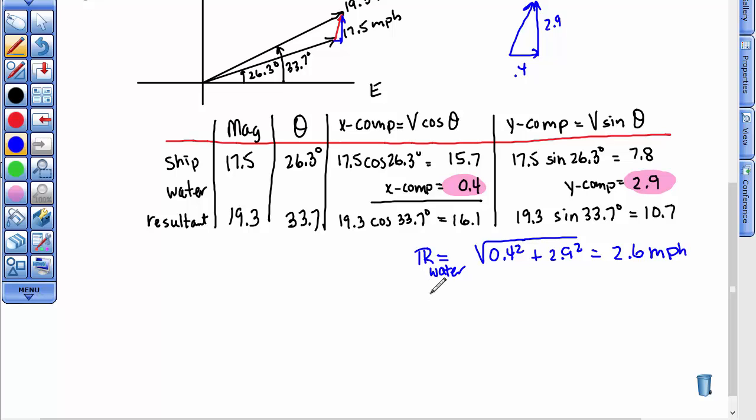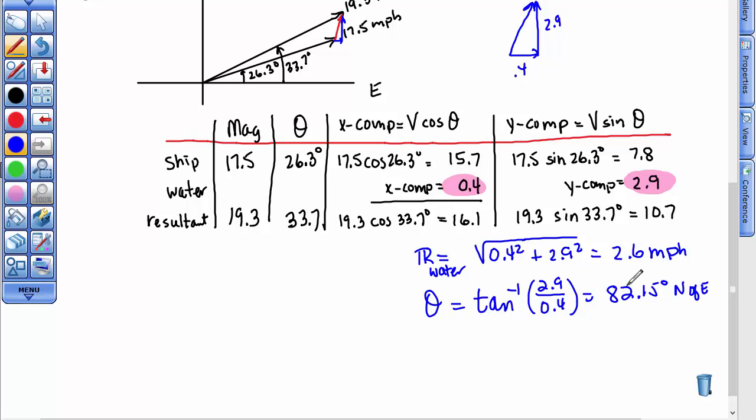And then the angle that that's at, you find by taking the inverse tangent of the side opposite divided by the side adjacent. That's a pretty large angle. It's 82.15 degrees. So the question was, in what direction is the water current and what is its magnitude? So it's 2.6 miles per hour at 82.15 degrees, and I'm going to put north of east, possibly.